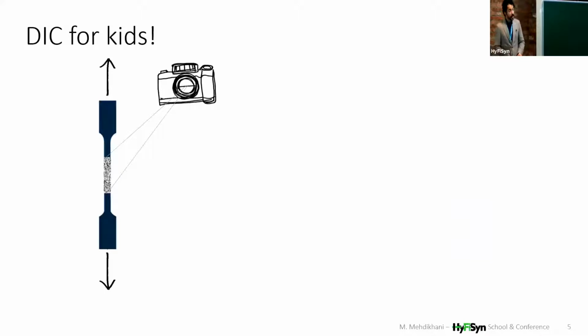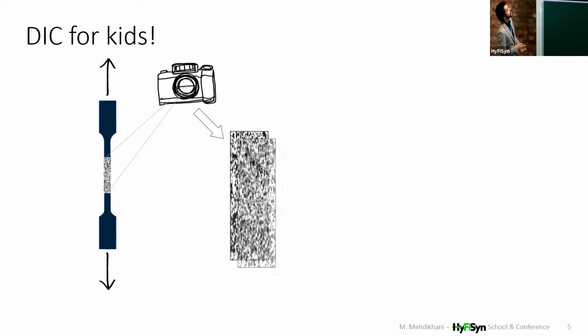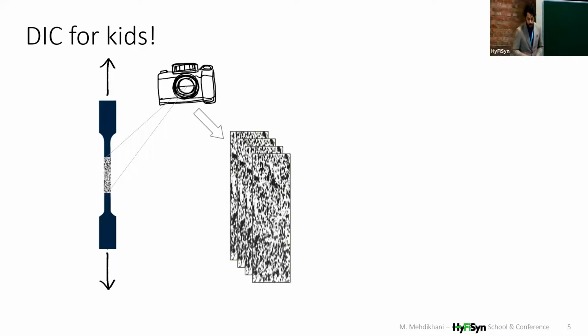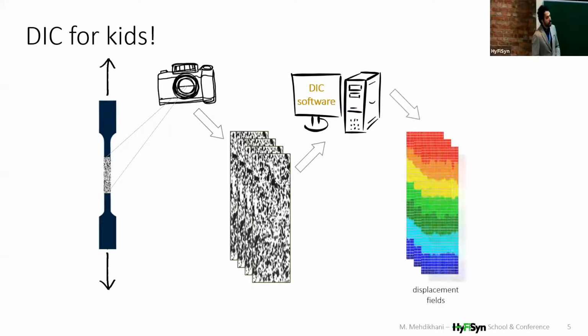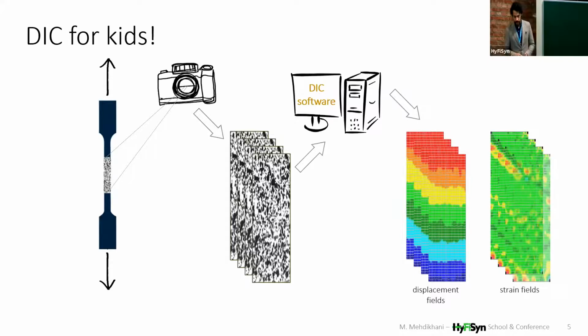Very simply and basically, this is our specimen here. We take images of the surface of the region of interest, and then by processing these images in DIC software, we obtain displacement maps and consequently strain fields.